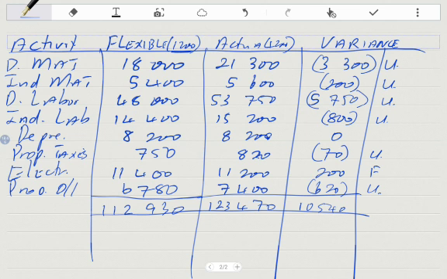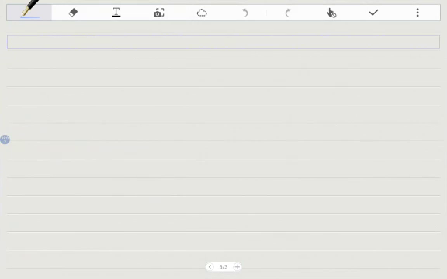So they trust you that you are going to be able to assist them and help them come up with why we've got this negative 3,300. So if we single out the direct material, we've got a negative 3,300.